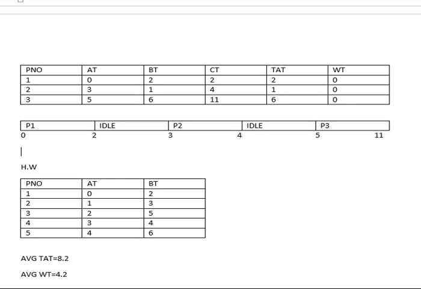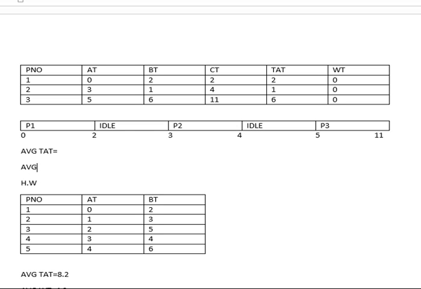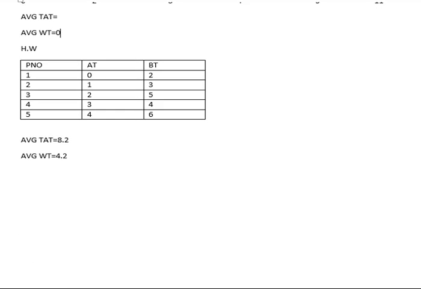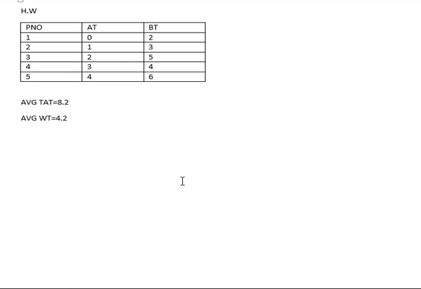Average turnaround time and average waiting time you can take as homework and try to solve. Average turnaround time is 2 plus 1 plus 6 divided by 3, and definitely average waiting time will be 0. That's all for today, and I've given one problem for homework. You can solve it. I've given you the answers as well, but do not look at the answers first. Try to solve it and see if you're getting the correct answers.